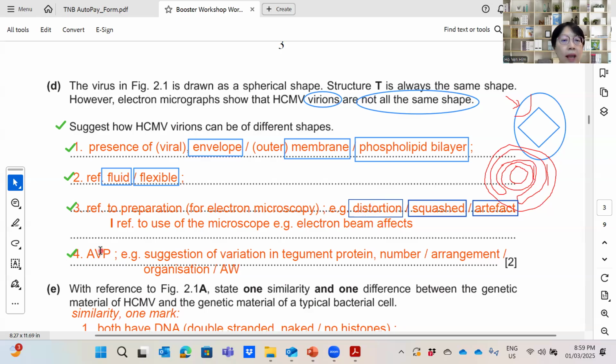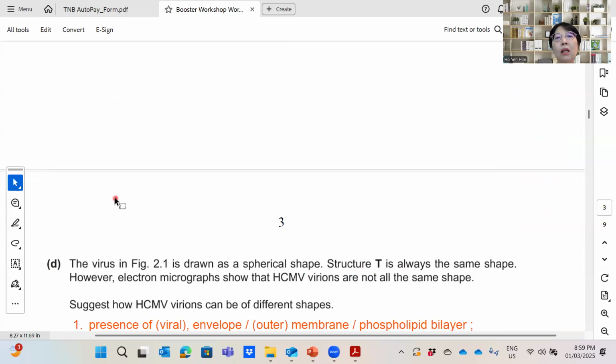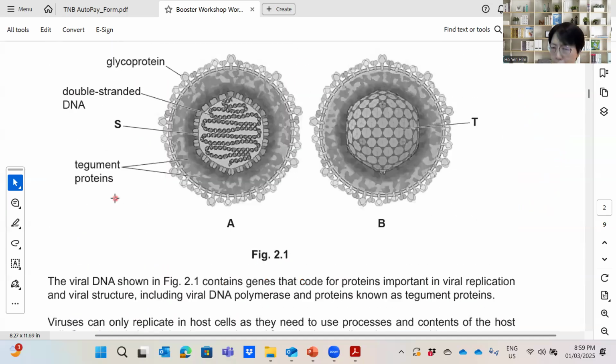Okay. Number 4 is any other valid point to suggest variation in the tegument protein number or arrangement or organization. So this is what the tegument protein is. You see this particular virus, right? They give you a structure that you never learned in your syllabus. It's called tegument protein here, right? This one here. And the location is between the capsid and the membrane.